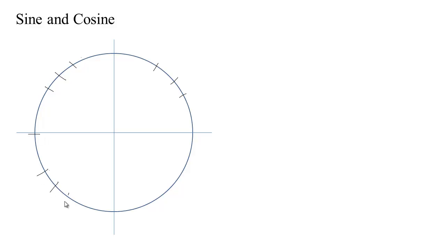Halfway, a third, a third, halfway, a third, just marking these particular angles. I'm going to write the angle, and then I'm going to give the sine and the cosine. Since the cosine is the horizontal, I'll give the cosine first, and then I'll give the sine for that particular angle. So we already said that when the angle is 0, it's all horizontal and no vertical.